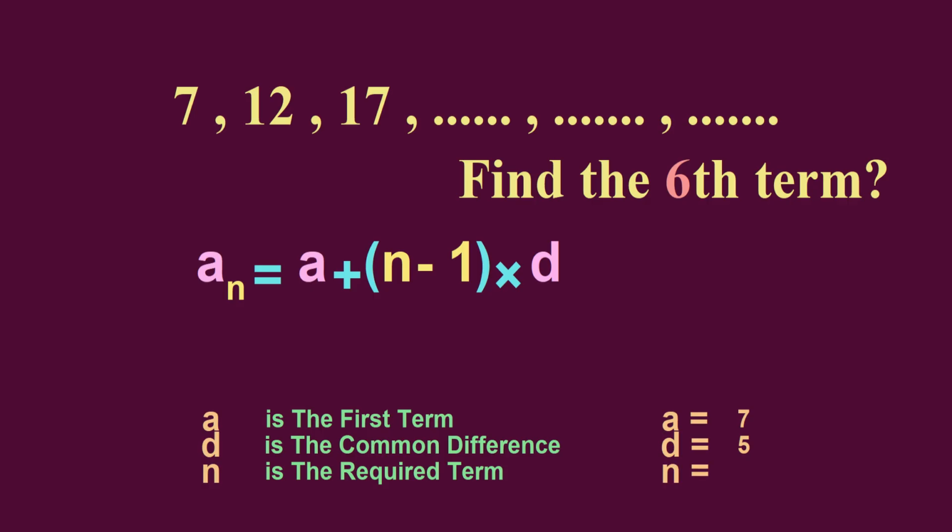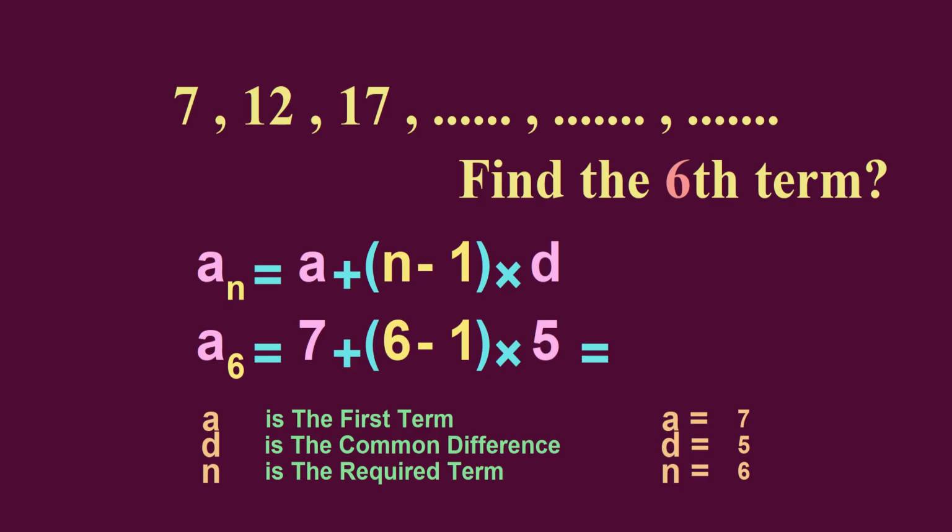We substitute into the formula the values of a, d, and n, and we get that a_6 equals 7 plus (6 minus 1) times 5, which equals 7 plus 5 times 5, which equals 32. And this was the solution by using the formula method.